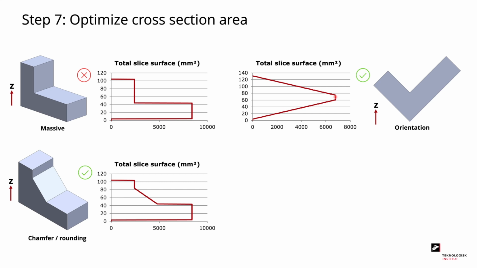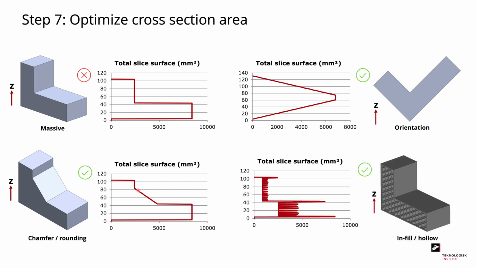Another way to optimize the cross-section area could be to add chamfers or roundings to our part. This doesn't really cost extra to print, but it significantly improves the quality of the printed part. A final way to optimize the cross-section area could be to hollow out the part and maybe, as we see here, add a honeycomb structure inside. This would also give us a lower volume to print in each layer and in turn give us a better quality of the final printed part.